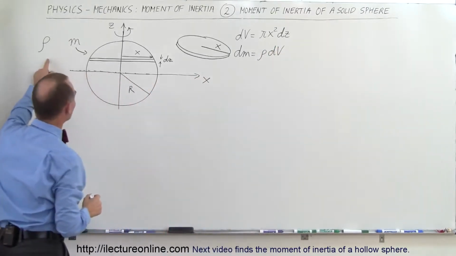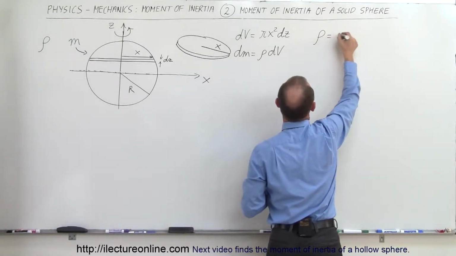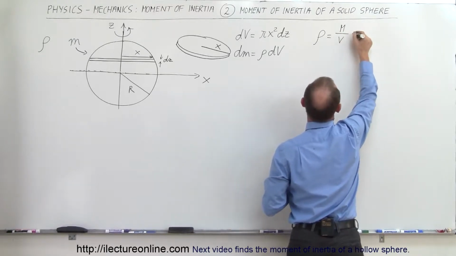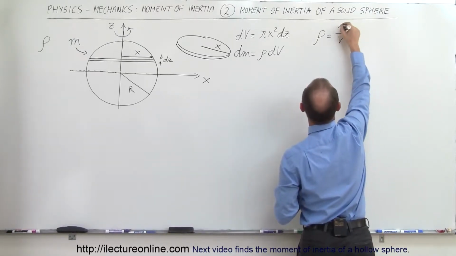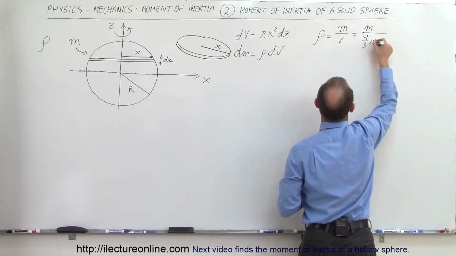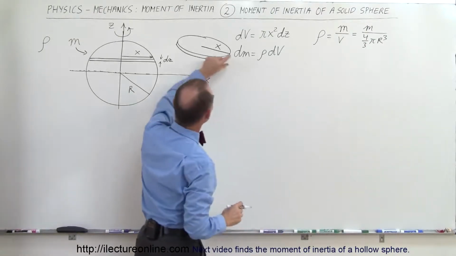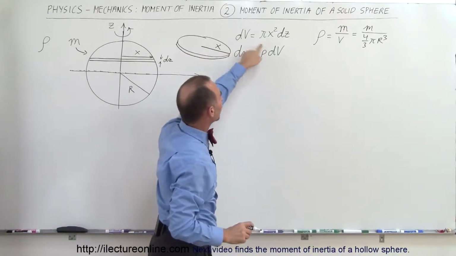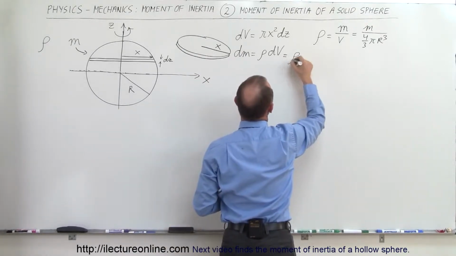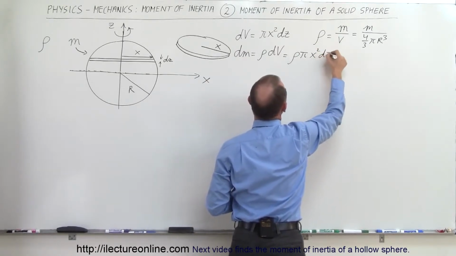And you can see here, of course, that the density of the sphere would be equal to mass divided by the volume. And the mass, I guess I used a small m for that. So it would be m divided by 4/3 pi r cubed. So that would be the density of the sphere. The mass of the little slice would be the density times the volume. The volume would be equal to that. In other words, the mass would be equal to the density times pi times x squared times dz.